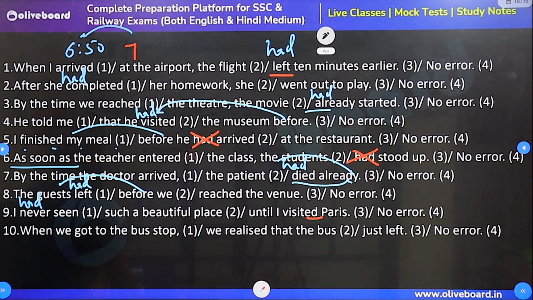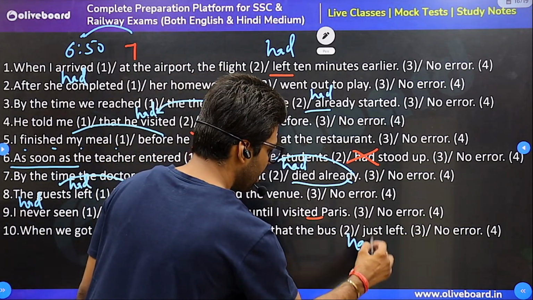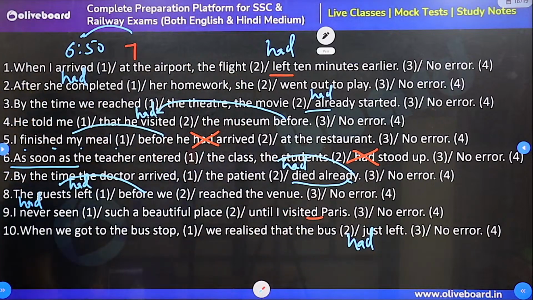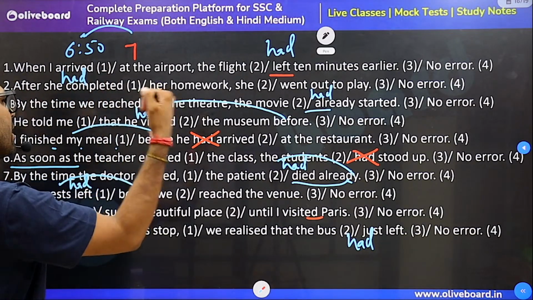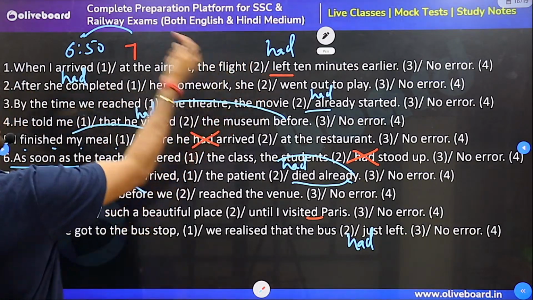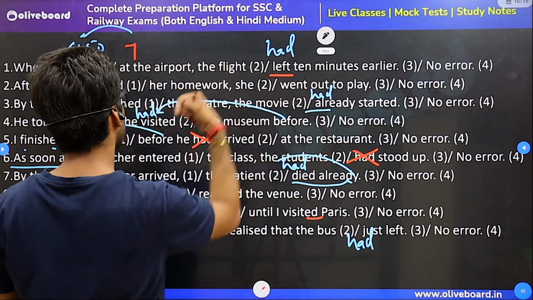So when we got to the bus stop, we realized the bus had already left. Exactly. The bus had just left or already left. Let me say them one more time. When I arrived, the flight, earlier, that means the flight had left. I arrived later. The flight had left 10 minutes earlier.